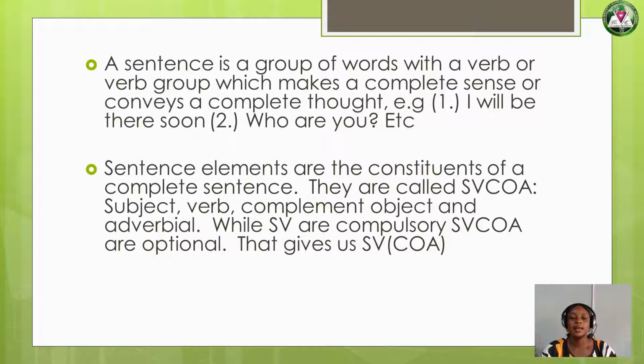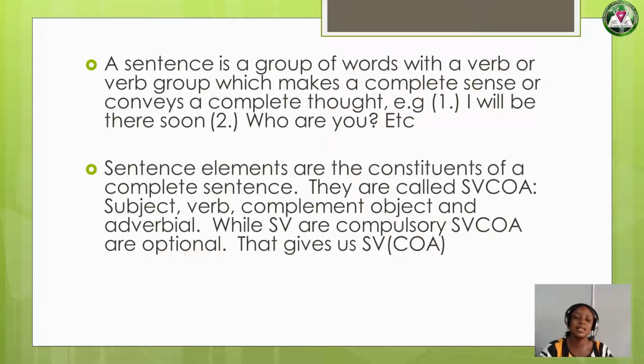SVCOA. Now there's something we call sentence elements, and these are the sentence constituents, or we can say sentence elements are the constituents of a complete sentence. In other words, in a complete sentence, these five elements must be visible before we can say that it is a complete sentence. So we call them SVCOA, meaning subject, verb, complement, object, and adverbial or adjunct.